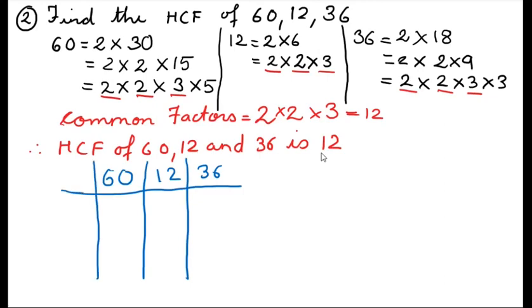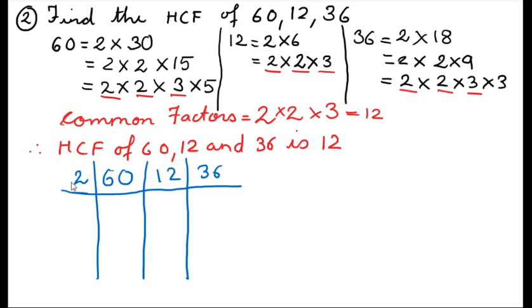First we will look at their units place. In the first number we have 0, then 2, and then 6. So 0, 2 and 6. Are these numbers divisible by 2? Yes, they are divisible by 2. So all these three numbers are divisible by 2, and our first common factor will be 2.